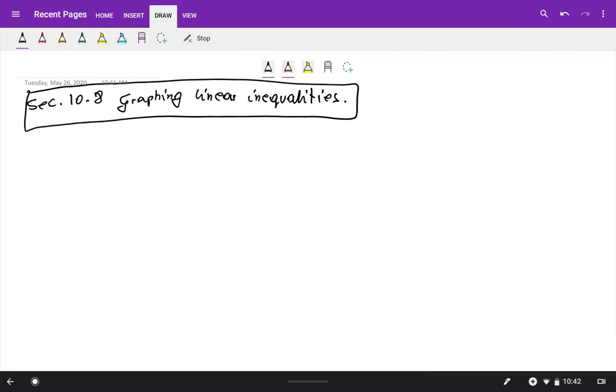Okay, guys, so welcome. Section 10.8, it's about graphing linear inequalities. So let me start with the definition.